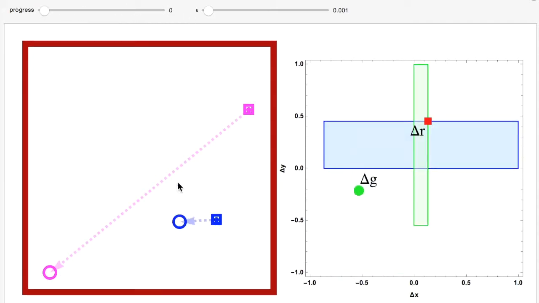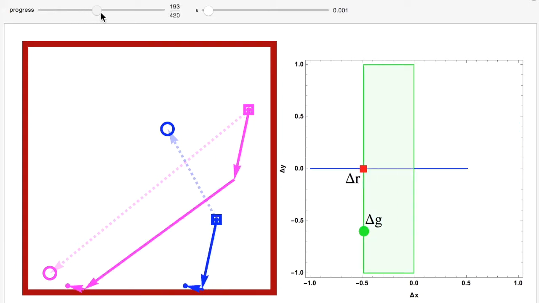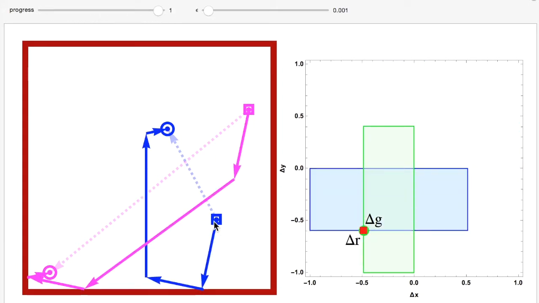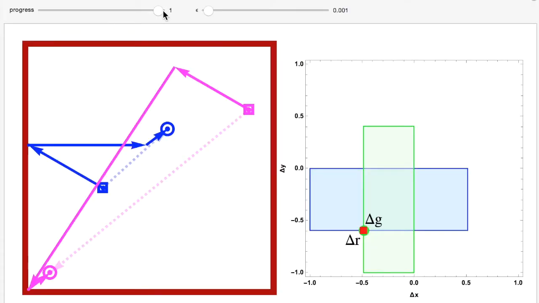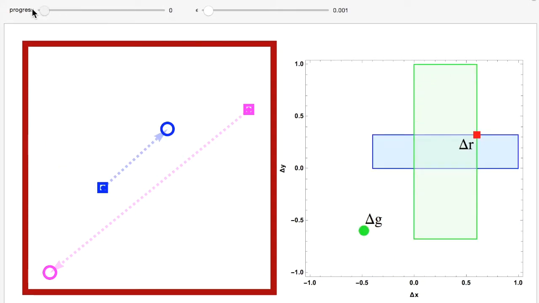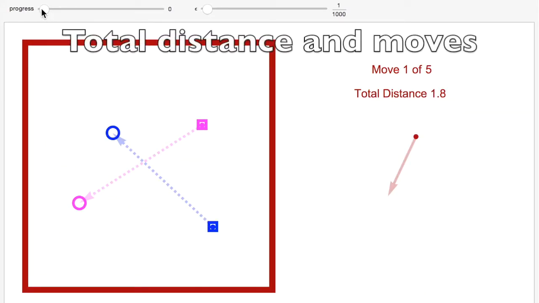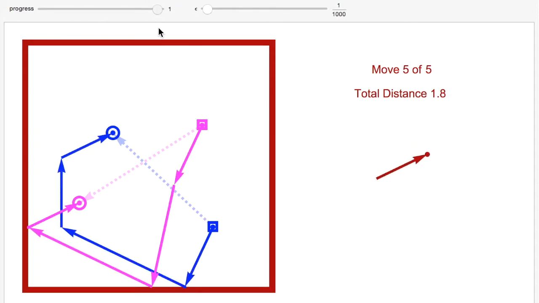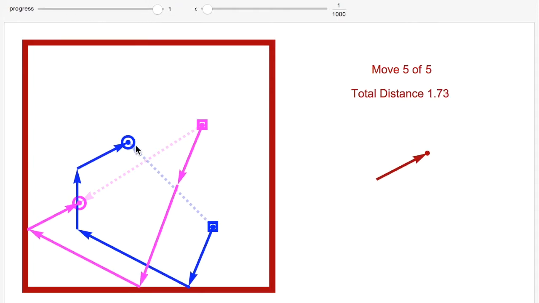Delta G is the desired relative spacing. Delta R is the current relative spacing. When delta G is in the reachable set, 3 moves are sufficient to position the robots. When it is not, additional moves are needed, discovered using an A*-like algorithm.